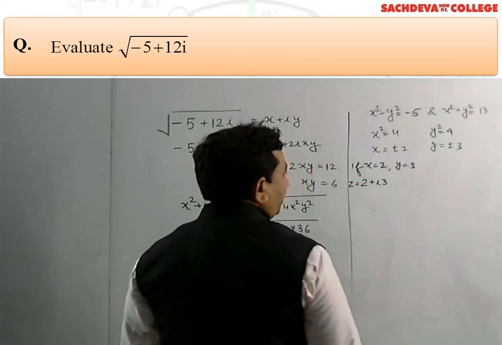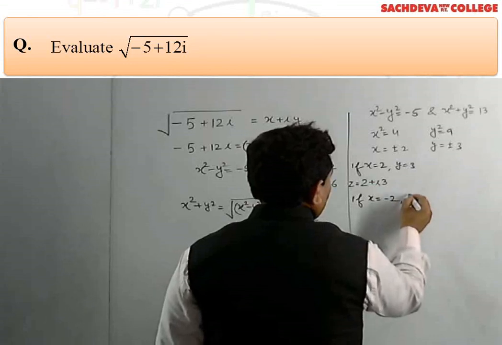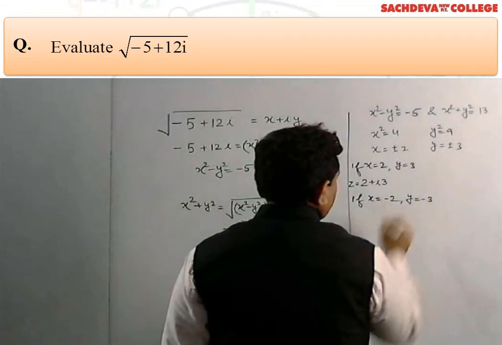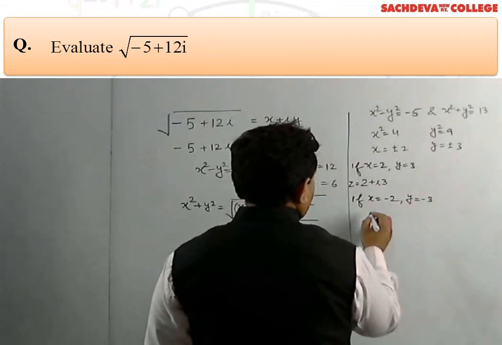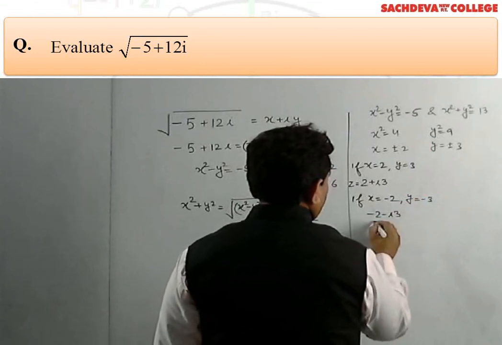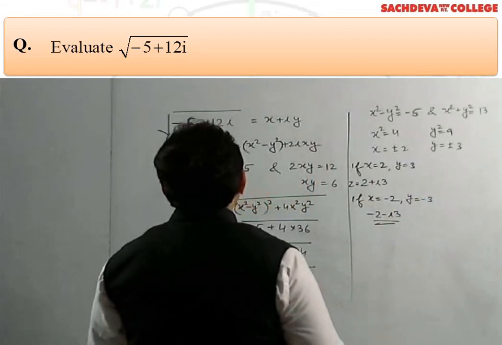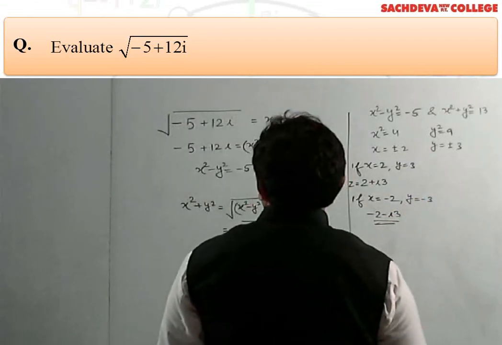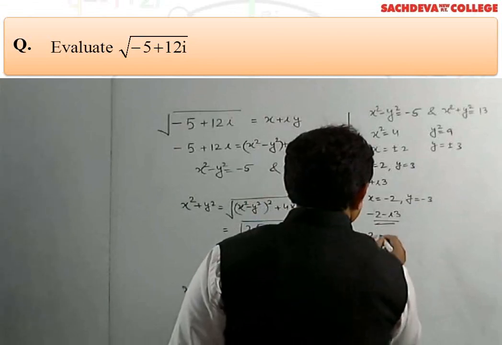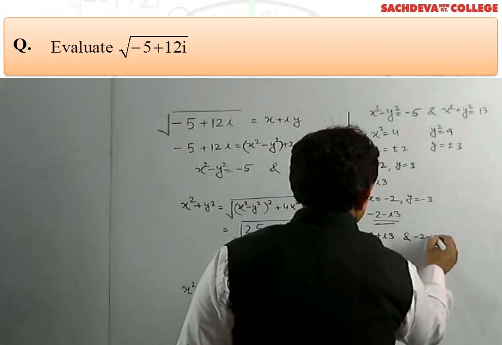Or if x is equal to minus 2, then y will be equal to minus 3. So the square root of this complex number will also be minus 2 minus iota 3. So the square roots of this complex number minus 5 plus 12 iota are 2 plus iota 3 and minus 2 minus iota 3.